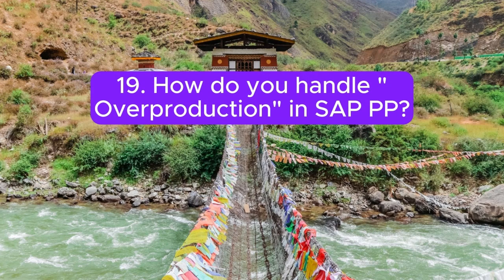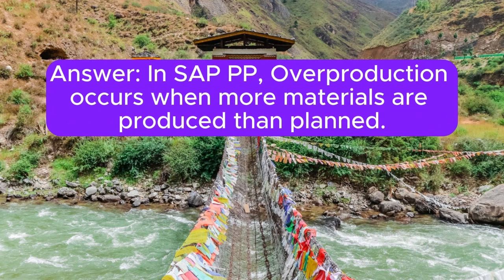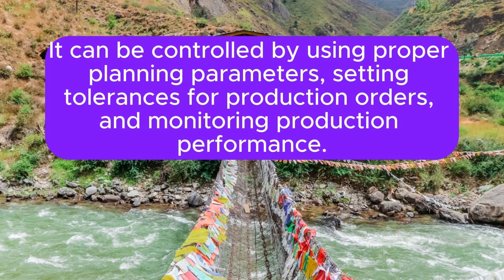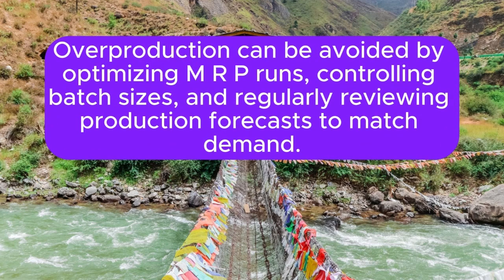19. How do you handle overproduction in SAP PP? Answer. In SAP PP, overproduction occurs when more materials are produced than planned. It can be controlled by using proper planning parameters, setting tolerances for production orders, and monitoring production performance. Overproduction can be avoided by optimizing MRP runs, controlling batch sizes, and regularly reviewing production forecasts to match demand.